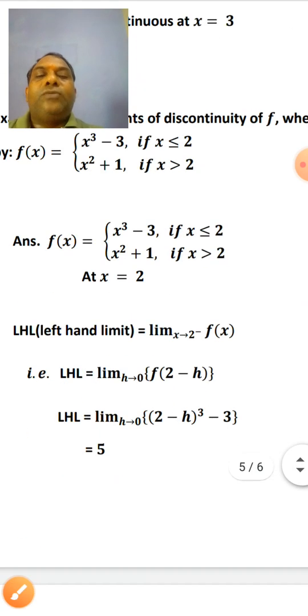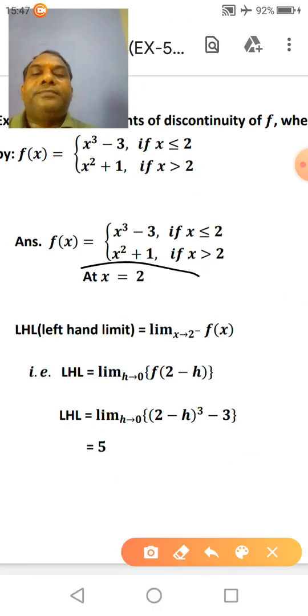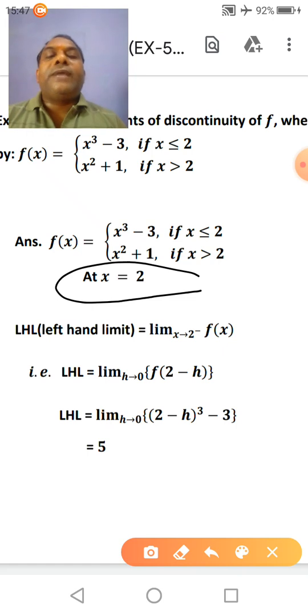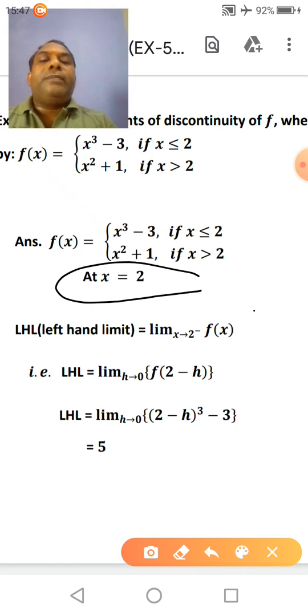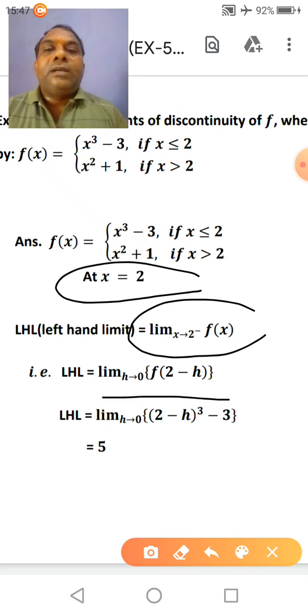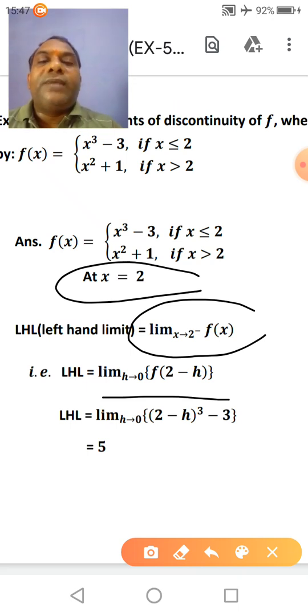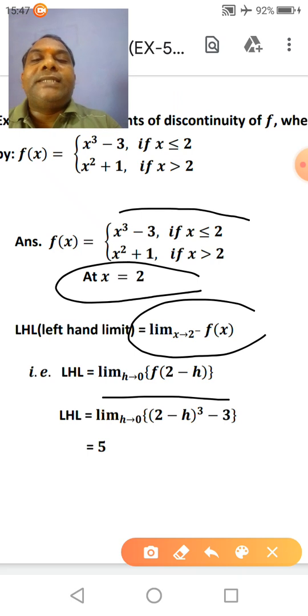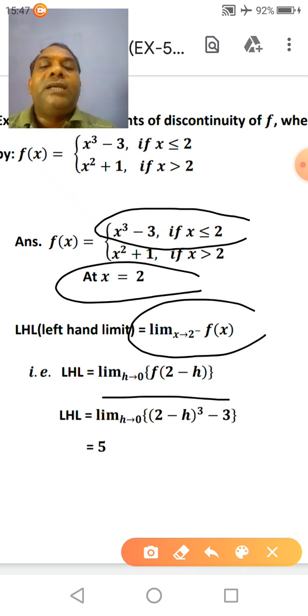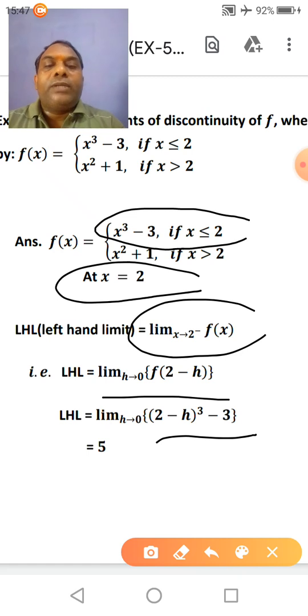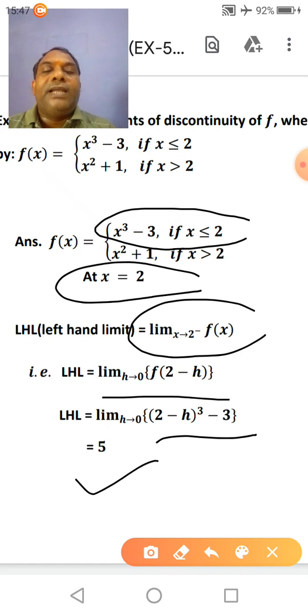So at x = 2, firstly find LHL. LHL will be equal to the limit as x tends to 2 negative of f(x), which equals the limit as h tends to 0 of f(2 - h). Now in case of LHL, you have to consider the function where x is less than 2. So the function will be x^3 - 3. So you have to put x = 2 - h in place of x in x^3 - 3. Then f(2 - h) will be (2 - h)^3 - 3. Now put the value of h = 0. Then LHL is equal to 5. Clear?